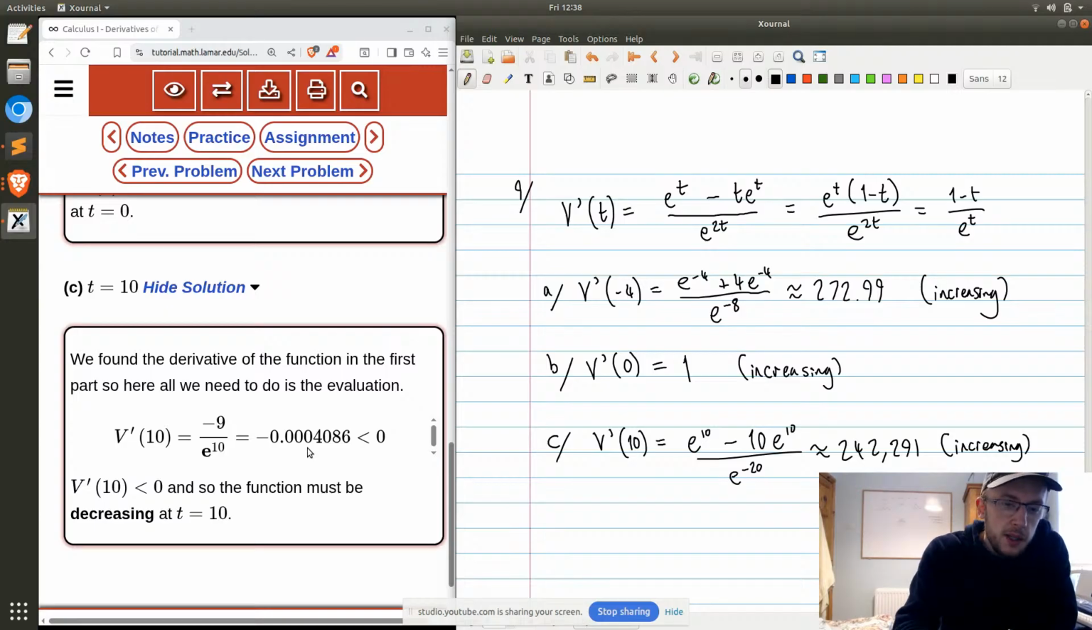Oh my goodness me. A minus sign. One single symbol. That's it. Catching errors is one of the most important things ever. Decreasing. Brilliant.